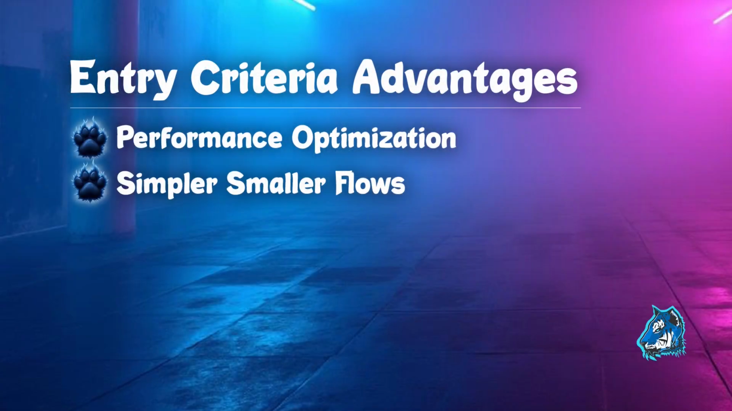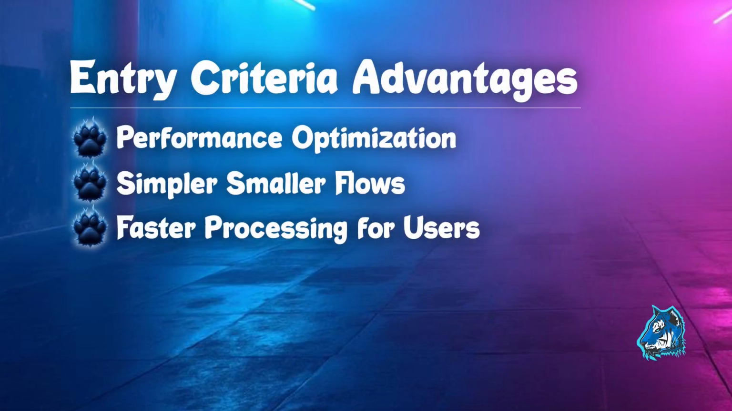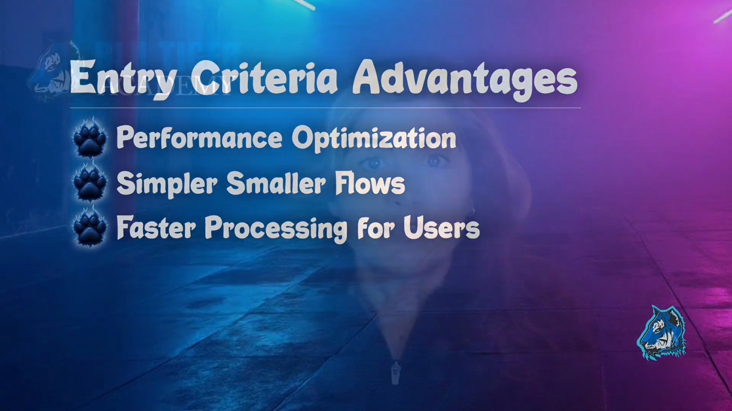We also get simpler, smaller flows. Each flow is focused on a single automation, making it easier to test and debug individual automations. We also see faster processing for users. Smaller flows process faster, but if you have a large number of record-triggered flows firing on the same object, this may not be true for you.